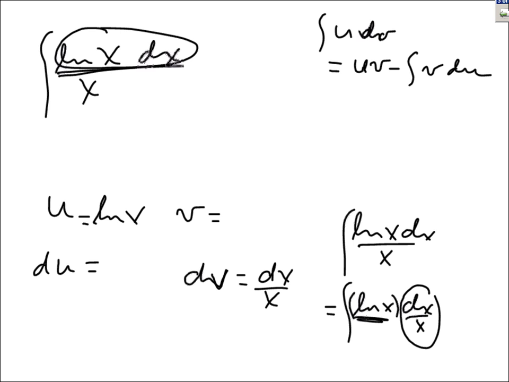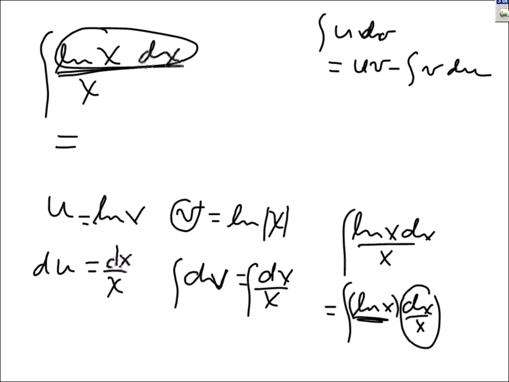If u is ln of x, du is 1 over x times dx. That is dx over x. And if dv is dx over x, if I integrate both sides, the integral of dv is v, and the integral of dx over x, well, that's ln of x. So now I have u, v, du, and dv.